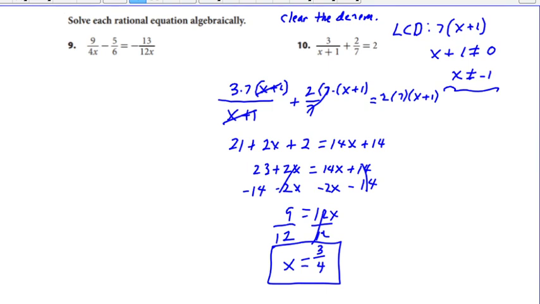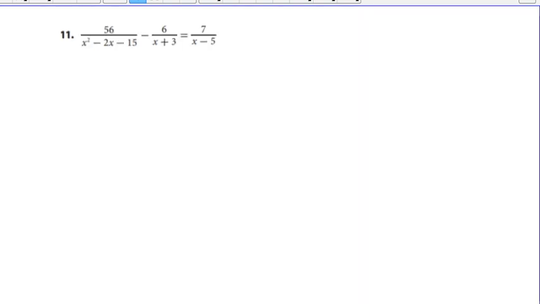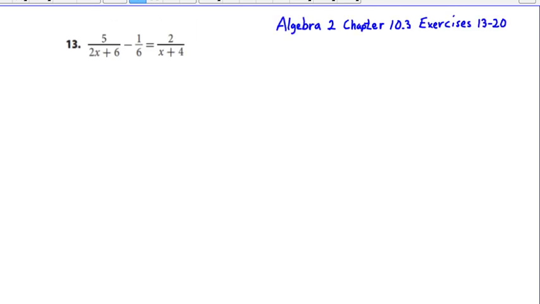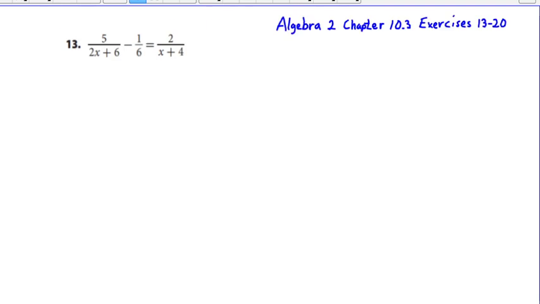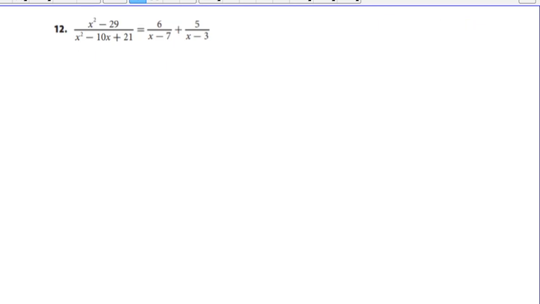Okay, next. We have 12. Let's see how far we want to go today. Okay, we're getting into the word problems. So we'll just do these last. I don't want to get into these word problems. I just want to go through 14 today.